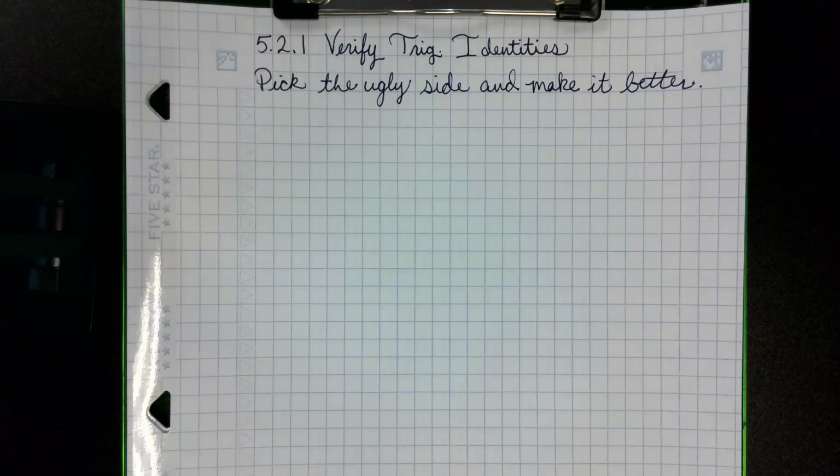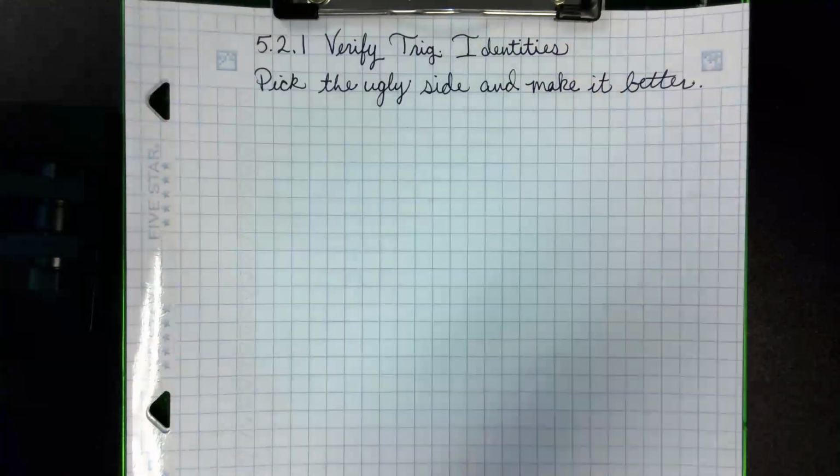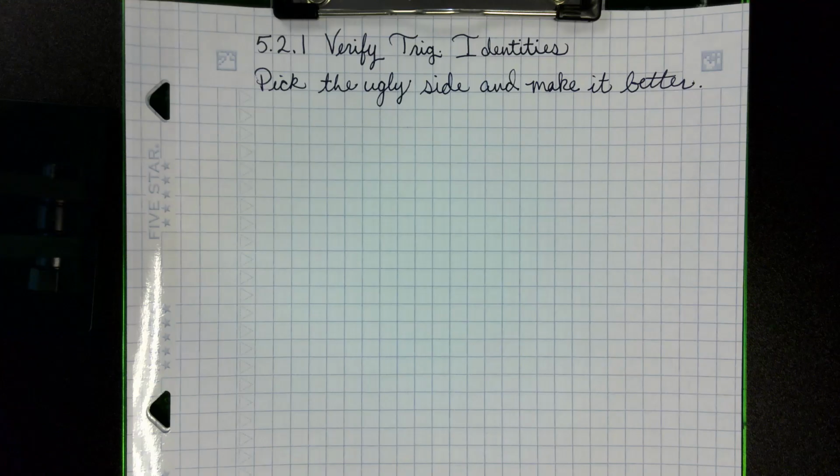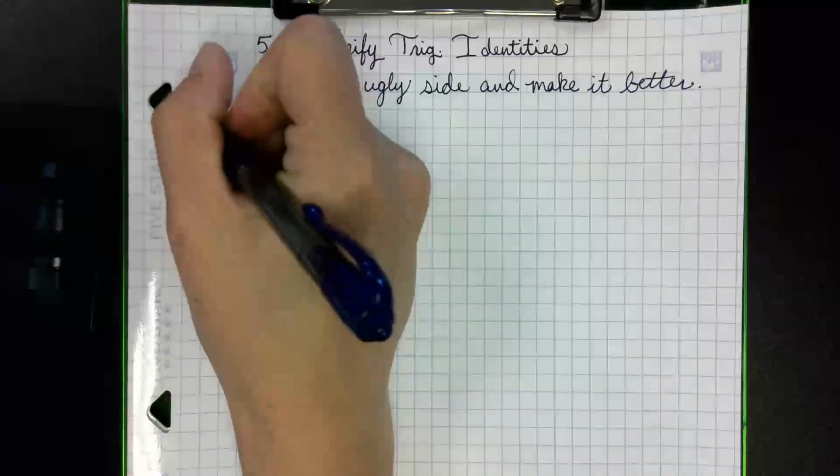Just to be clear, since we're only making one side better, we are not touching the other side. One side you cannot change at all. You can change nothing about it. We're not solving equations. We're only working on one side. We're proving that one side is the same as the other side, so we can only change one side. And taking the easier, nicer side and making it more complicated sounds way harder. I've actually never tried to do it that way.